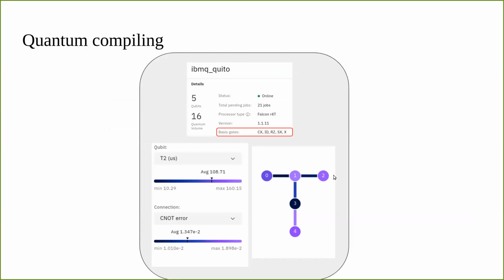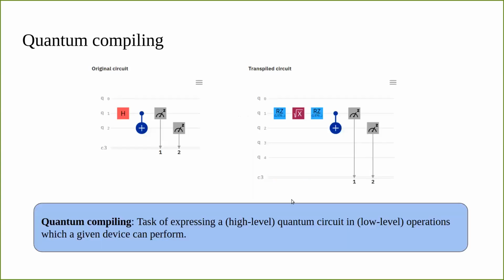So this is a 5-qubit device, 0, 1, 2, 3, 4. And if I wanted to do a 2-qubit gate between qubits 0 and 3, I couldn't directly do that. I would have to do some intermediary gates between 0, 1 and 1, 3 in order to do that. So that's an example of compiling, a simple one.